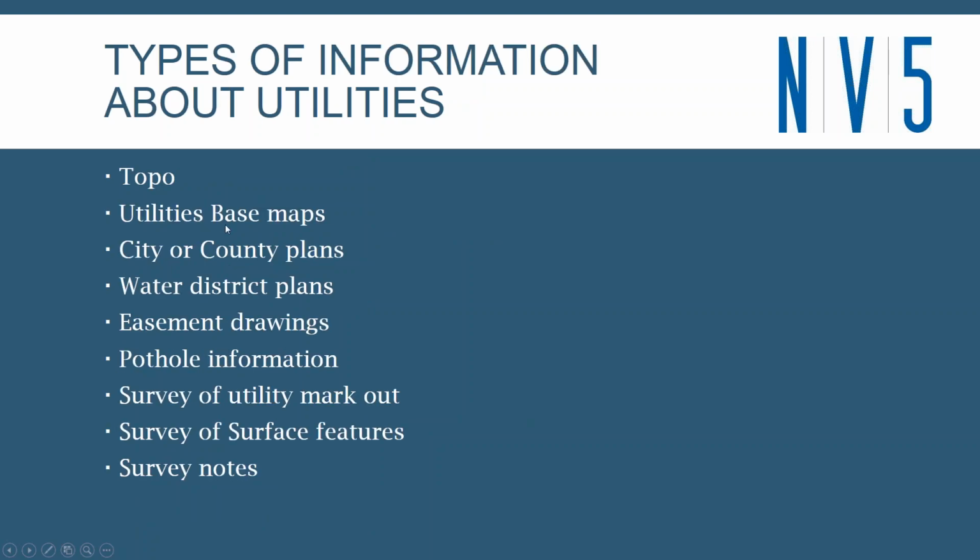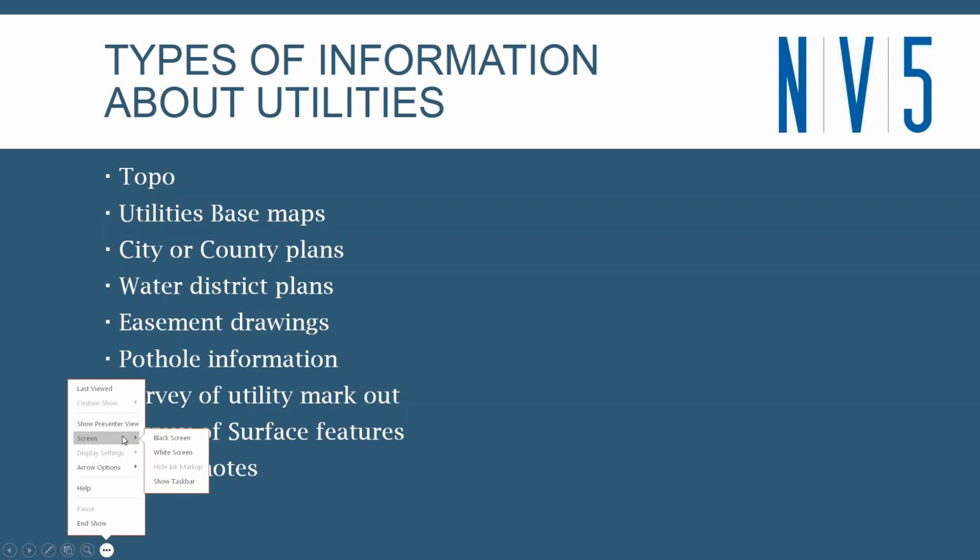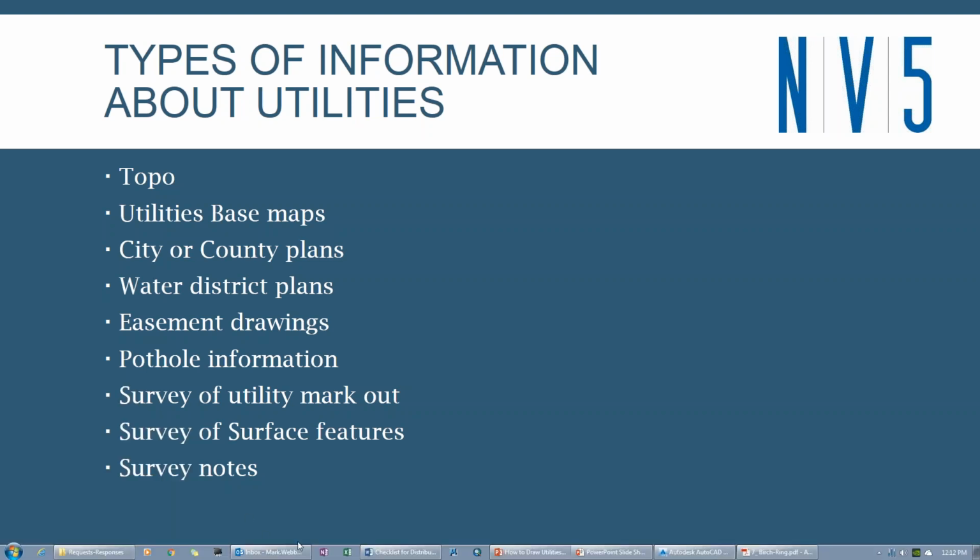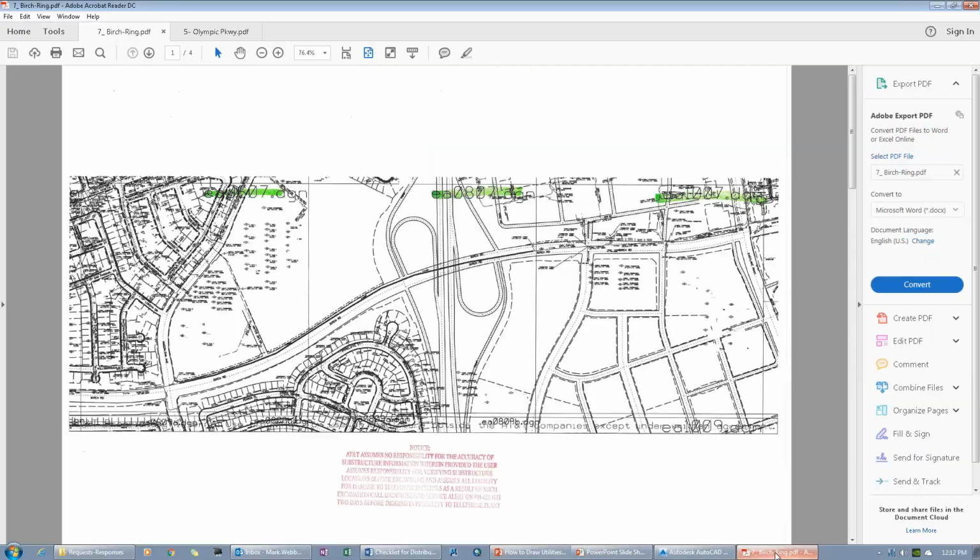So what do we use in drawing the different utilities? Okay, we're going to be using topo. We're going to be using the utility base maps from the utilities themselves, which look something like this. A little bit of hieroglyphics. You're going to have to actually get the key map to read some of this. But there is data written along the lines.